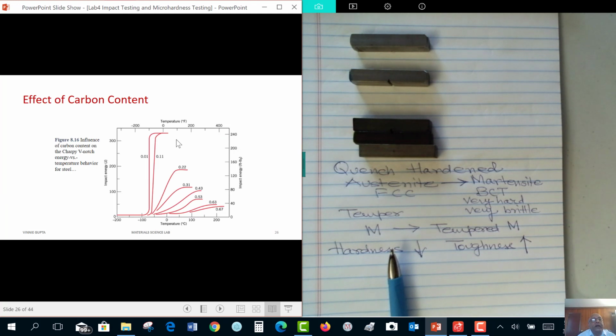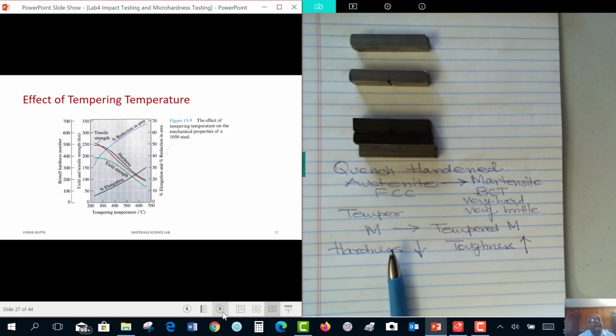So again, remember, effect of carbon content. As we increase the amount of carbon, we expect toughness to decrease. So here is effect of tempering temperature. So temperature on x-axis. On y-axis, we have yield strength and hardness. And on secondary axis, we have ductility.